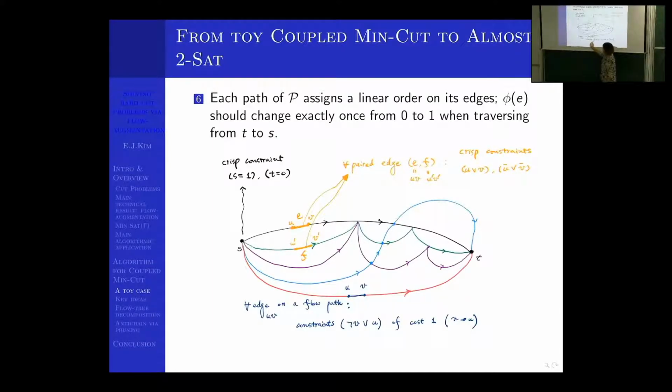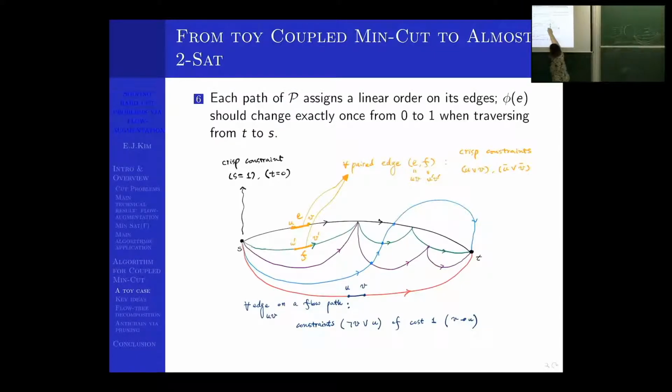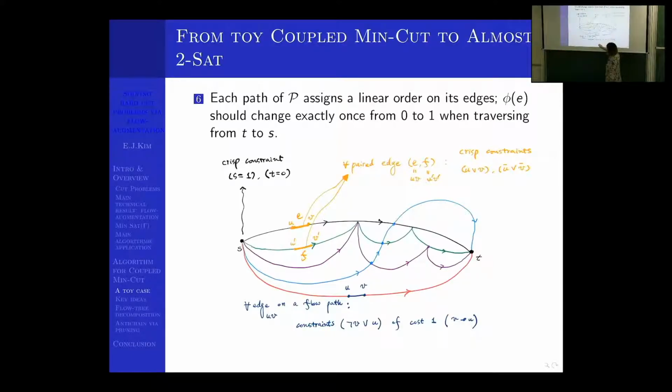And now for every edge on the flow path, we make this constraint of weight 1. Every other constraint was crisp, you could never violate it. This constraint means that if U and V is an edge on the flow path and U comes before V, then if V is 1, then U should be 1. So this really imposes that along the flow path, at most one change in the value can happen.